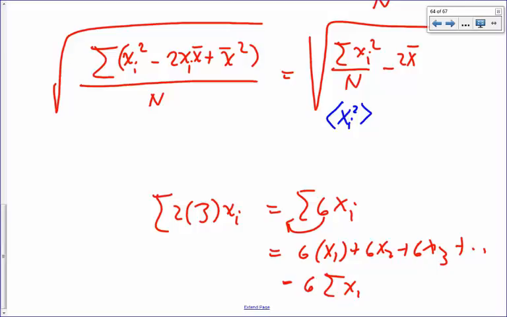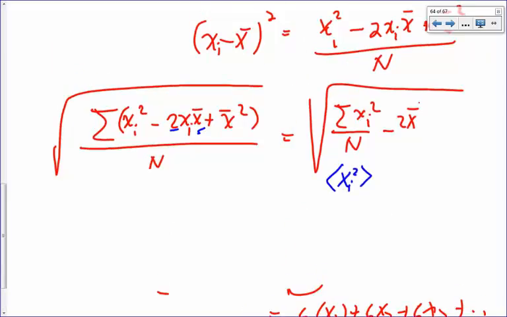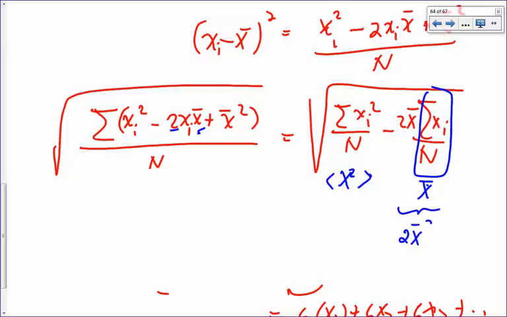So over here, what we need to do is factor out 2 x bar, and then you'll have the summation of x_i over n. And what is the summation of x_i over n? It's the average, so that's just x bar, right? So what is 2 x bar times x bar? This is 2 x bar squared, plus the summation of x bar squared over n.